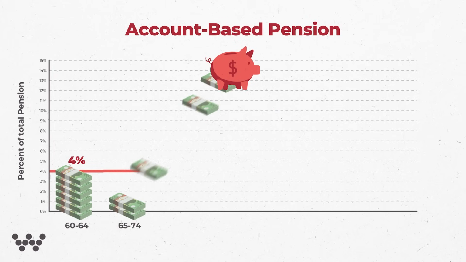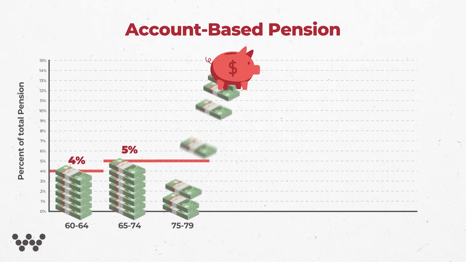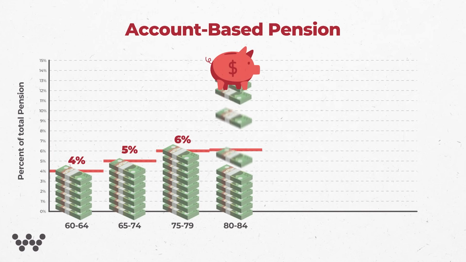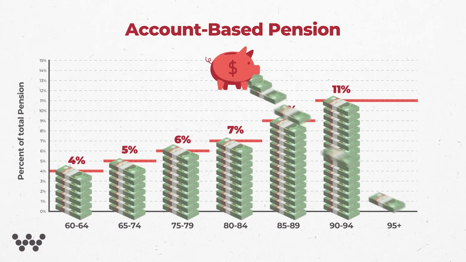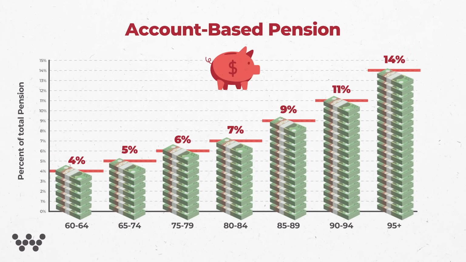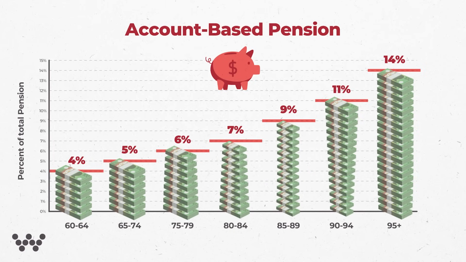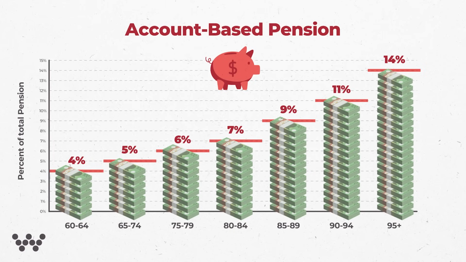Once you turn 65, that goes up to 5%. Once you turn 75, that goes to 6%, 80 to 7%, 85 to 9%, 90 to 11%. Once you get over 95, 14%. So essentially, the system is encouraging you to get more money out of superannuation and into a taxable environment. But as we said, there is still the ability to continue to contribute to superannuation until you're 75, and these days without meeting a work test.